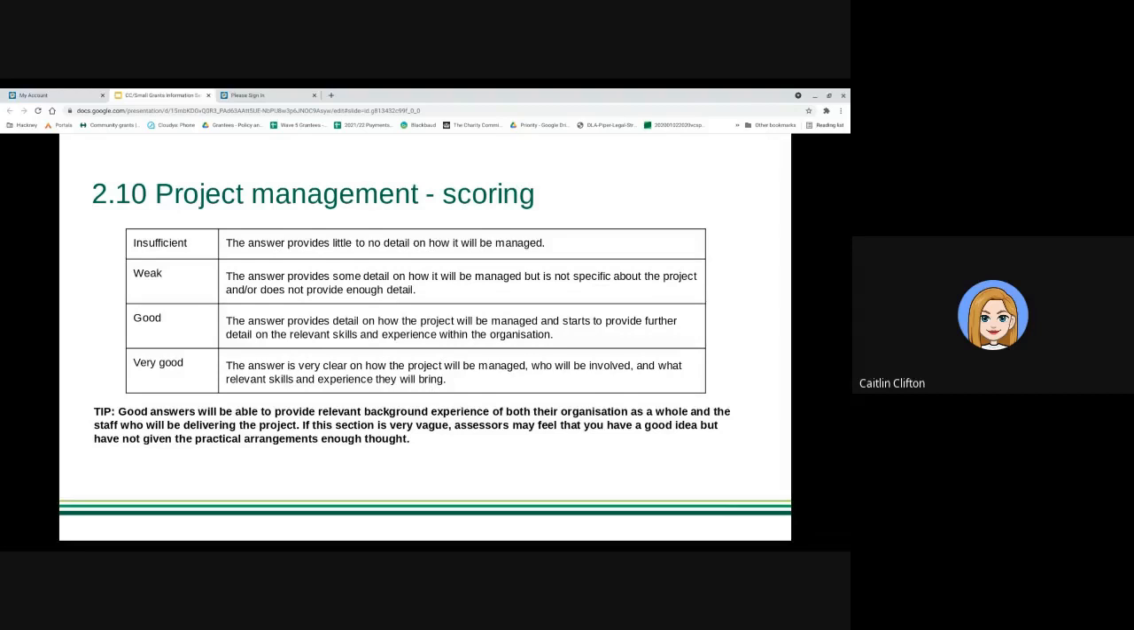Project management, how it will be scored. Again, our scale runs from insufficient to very good, with our very good answer being that it's very clear on how the project will be managed, who will be involved, and what relevant skills and experience they bring. If you were to put in a good answer, the difference would be that they start to provide further detail on those relevant skills and experiences, but maybe don't fully clarify what that is.